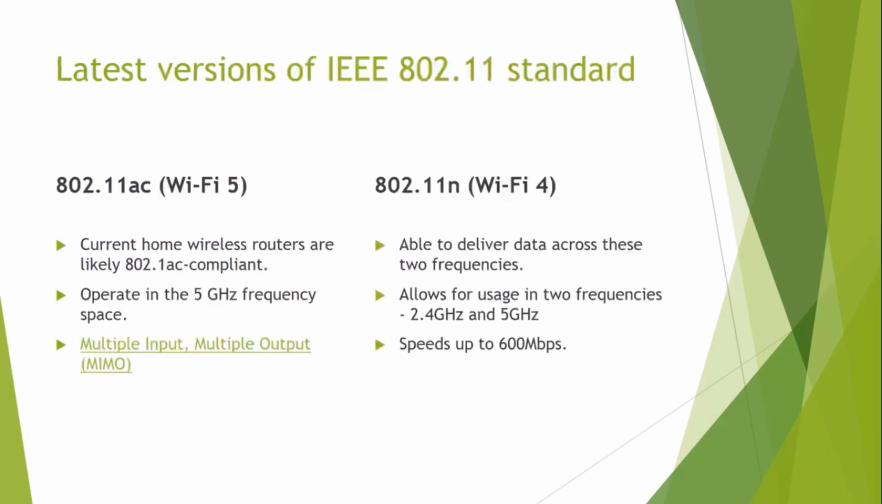In this slide, I am going to talk about the latest versions of the IEEE 802.11 standard. First, it is 802.11ac, which is Wi-Fi 5. Next one is 802.11n, Wi-Fi 4. If we talk about Wi-Fi 5, the current home wireless routers mostly use 802.11ac. It operates in the 5 GHz frequency space, but Wi-Fi 4 allows usage of two frequencies, 2.4 GHz and 5 GHz. It can speed up to 600 megabits per second.